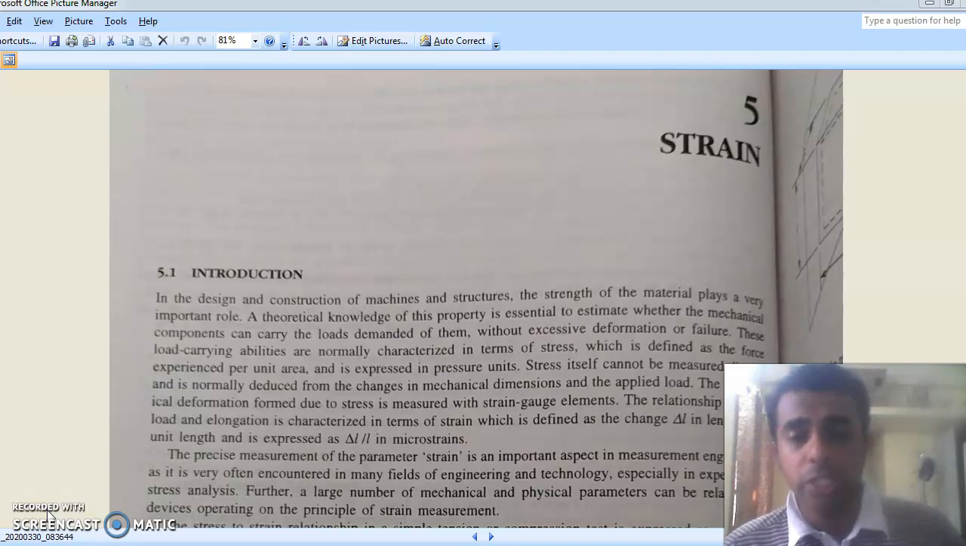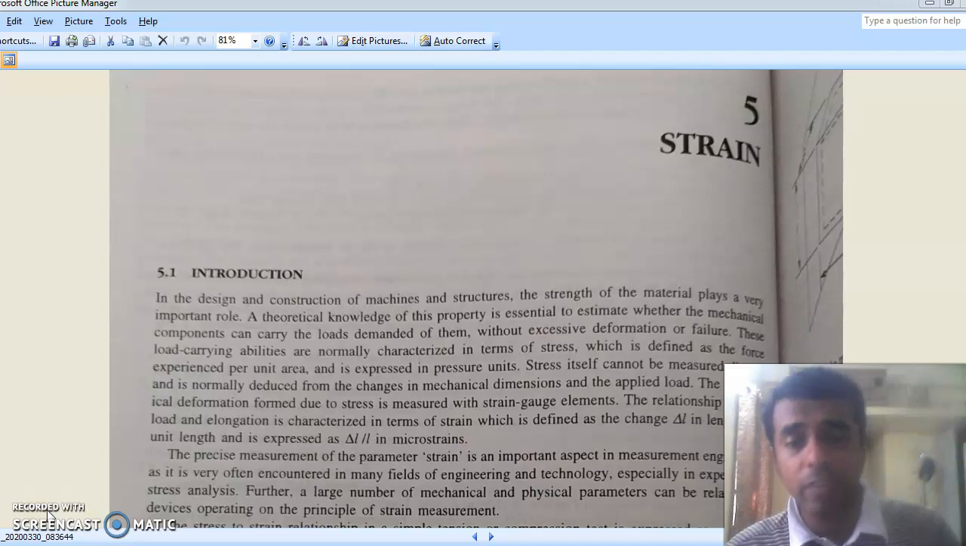Machines and structures are designed to carry some load, so they have to withstand that load without much deformation or failure or breakdown. So how do we check for that design load? One index for determining this is the stress. What is stress? That is the force per unit area. Per unit area, how much load, how much force it can withstand. So that is what stress is. So we have to find the stress.